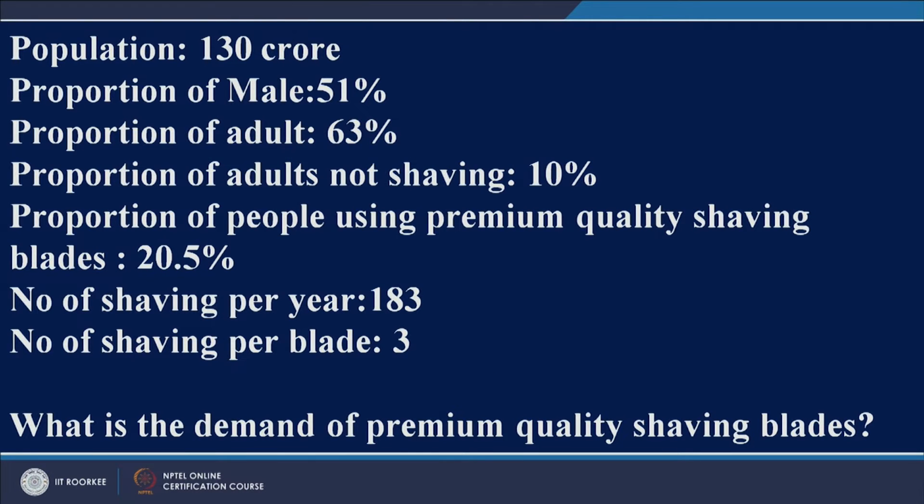very simple example. You know that the population is 130 crore, let us say male population is 51%, proportion of adult 63%, proportion of adults not shaving 10%, proportion of people using premium quality shaving blade 20.5%, number of shaving per year 183, number of shaving per blade 3, and what you want to find out, what is the demand of premium quality shaving blades, right. So, very simple question, you can solve very easily, right.